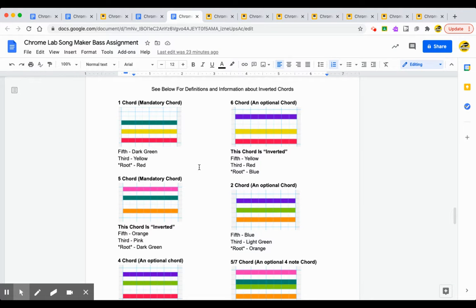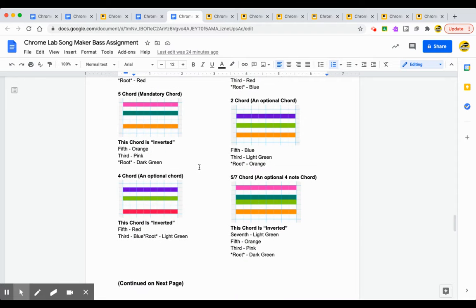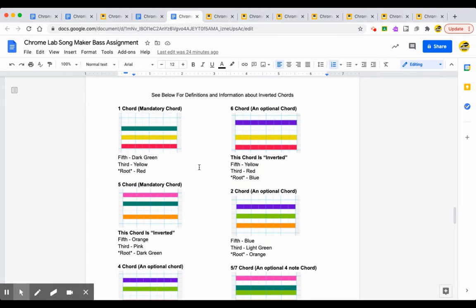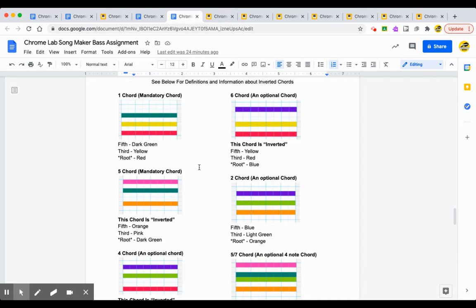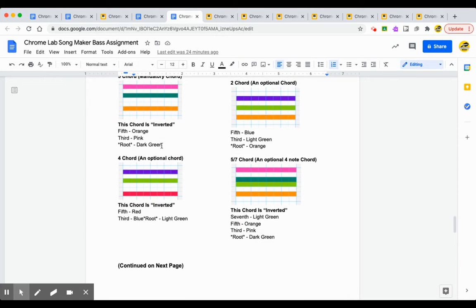Now, they do not necessarily need to be built in order. So I created you a chord chart here that labels each one. So in chord 1, you can see root is red, third is yellow, dark green is fifth, and so on. And I labeled some of these chords in bold as being, this chord is inverted.